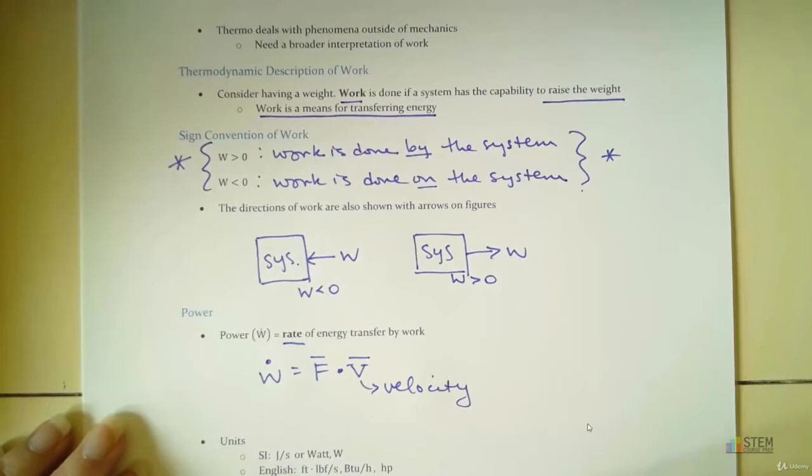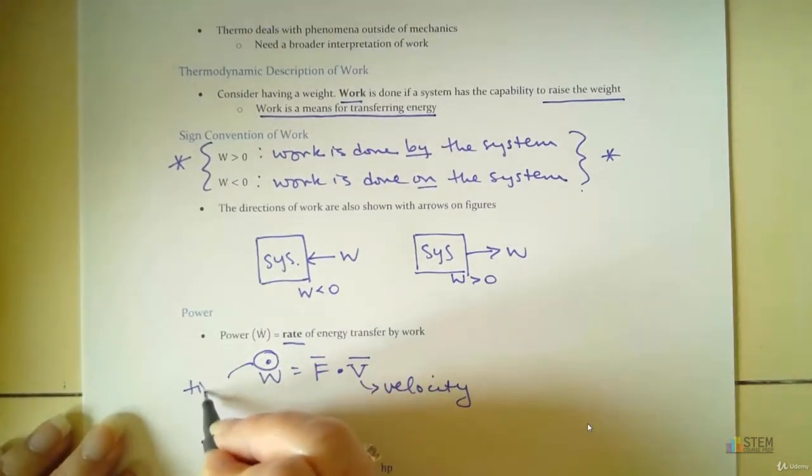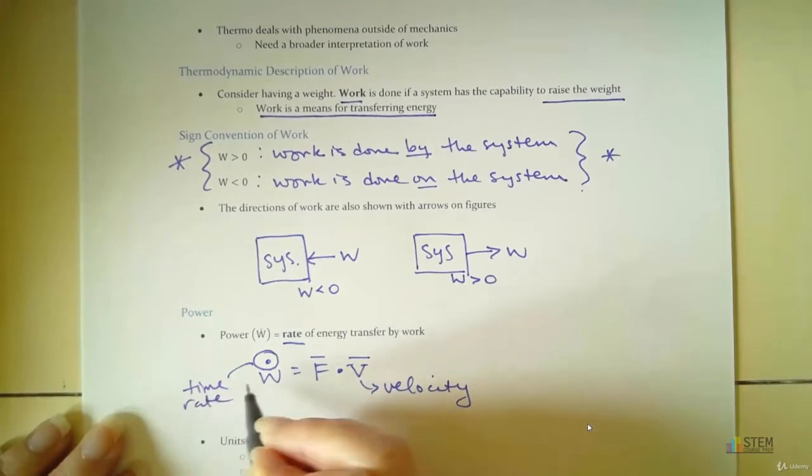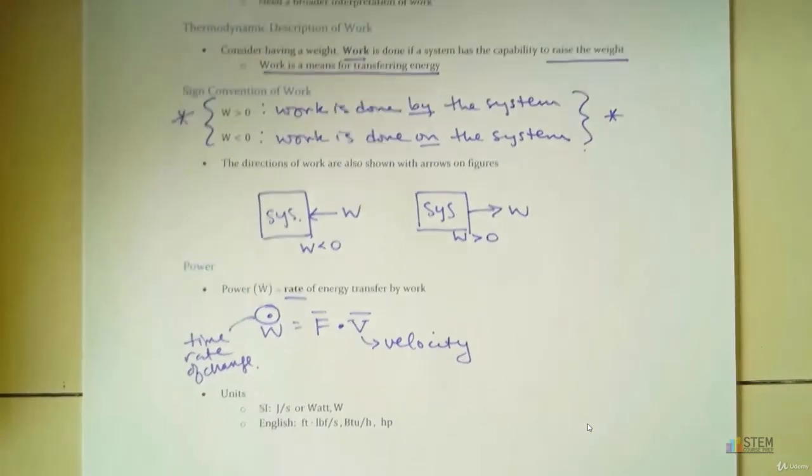Okay, and if you haven't seen this dot notation, that just is the time rate of change, so that's just like the first derivative. So don't get confused by the dot. It just indicates the derivative.